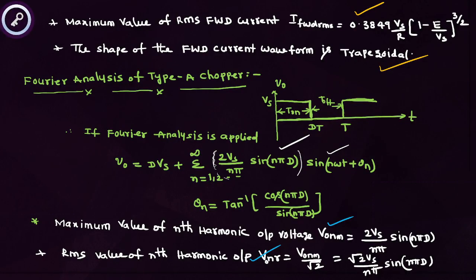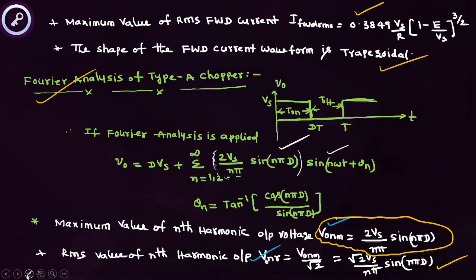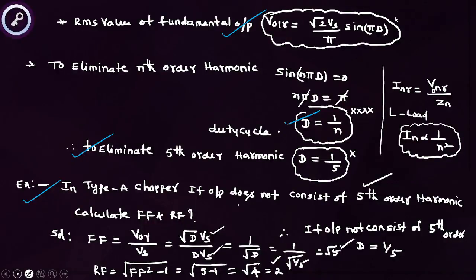These are the points with respect to steady state analysis of type A chopper. Next, what is the Fourier analysis of type A chopper? This is also very important. Mainly in Fourier analysis of type A chopper, what is the maximum value of nth harmonic output voltage? 2Vs by n pi into sin n pi d. What is the RMS value of nth harmonic output voltage? But the RMS value of the fundamental voltage is important. This is a 5-star formula: the RMS value of fundamental voltage equal to root 2 Vs by pi into sin pi d. This is the RMS value of fundamental voltage.